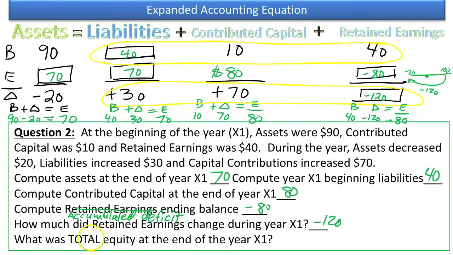So total equity, now be careful that you read the question carefully. What was total equity at the end of the year? Total equity is these two pieces combined. That's total equity, and total equity is actually 0. The owners have no equity in this business because all of the assets are fully claimed by the creditors and investors because this nets to 0.